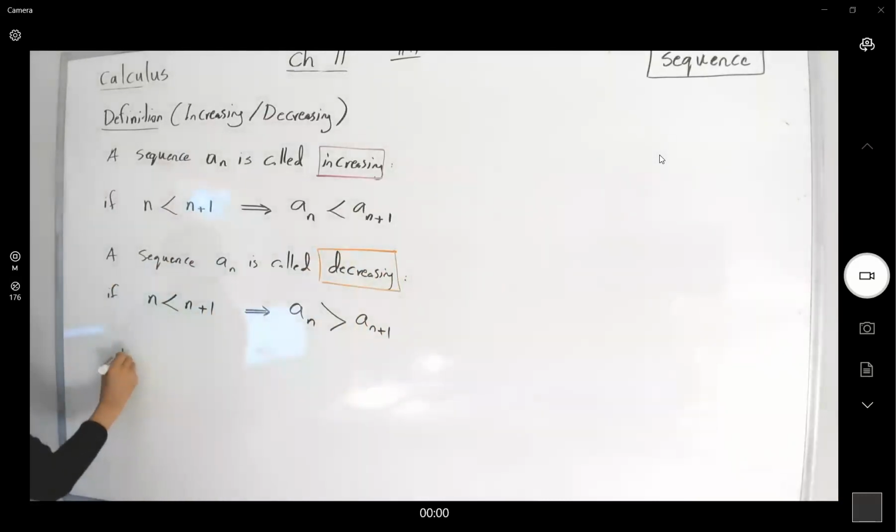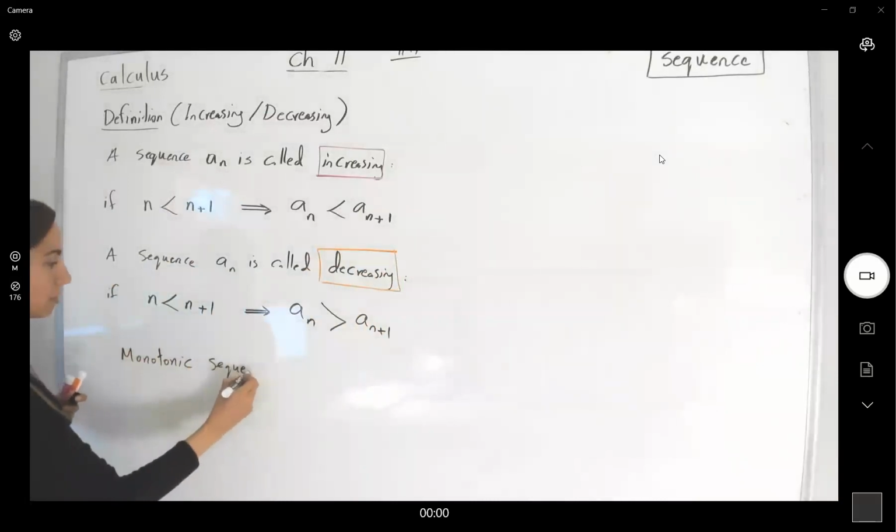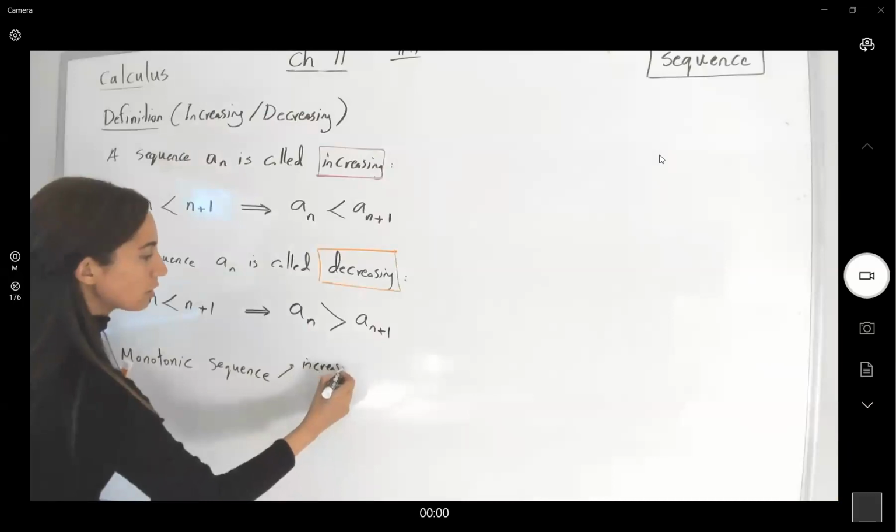So if you see monotonic or monotone sequence, it means that it's referring to being increasing or decreasing.